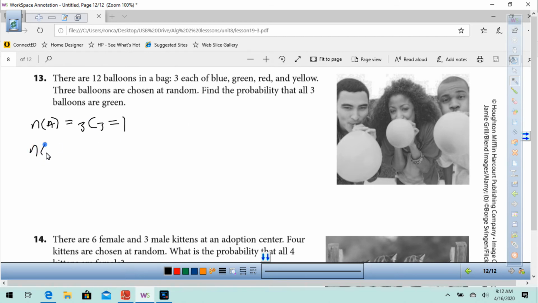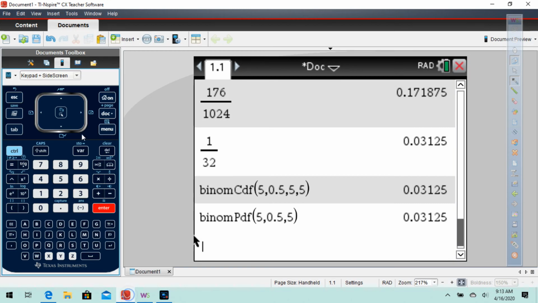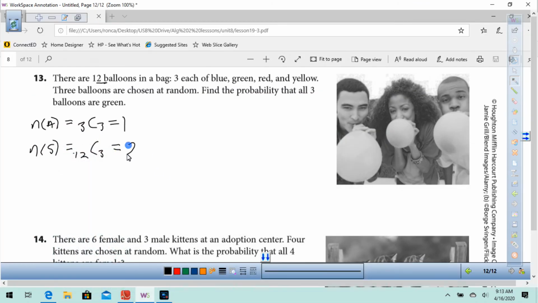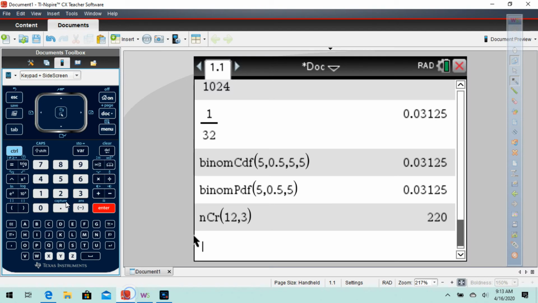Now the sample space. We have a total of 12 balloons, right? And we're choosing 3. So 12 choose 3 is 220. So the probability of 3 green would be 1 over 220, which I know is kind of small.